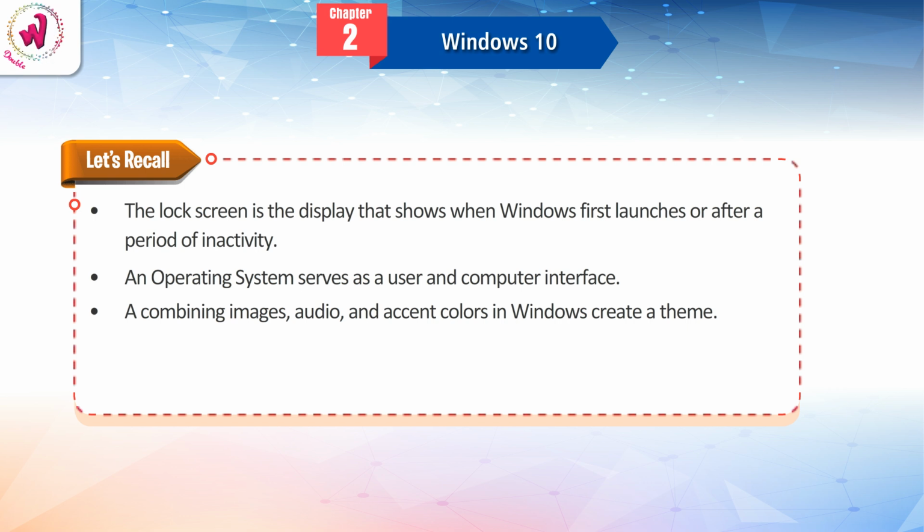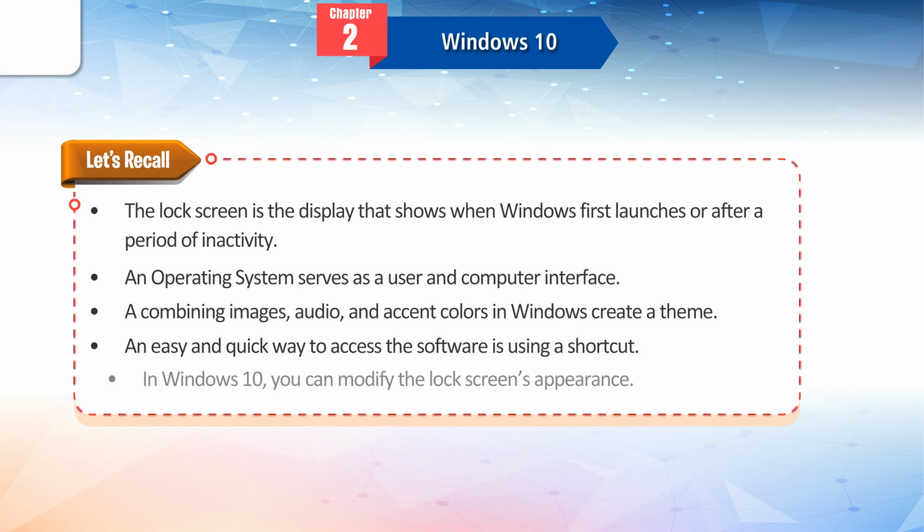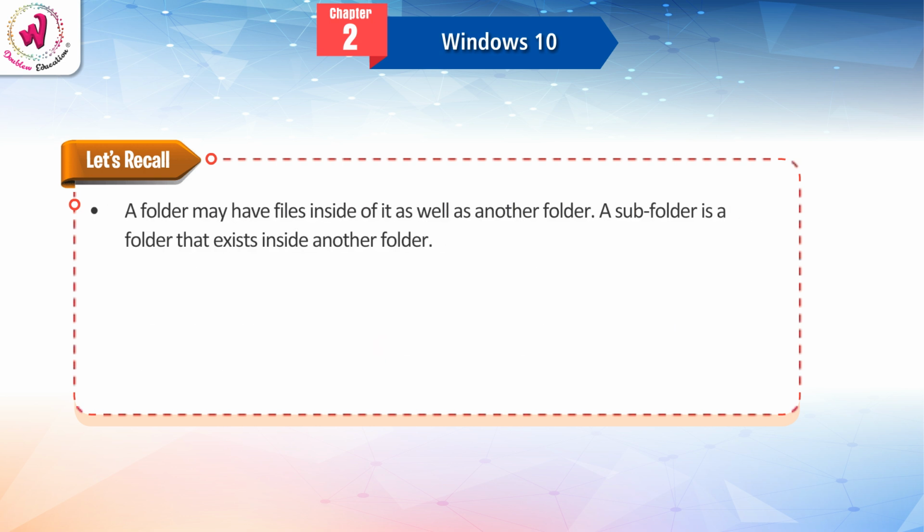Combining images, audio, and accent colors in Windows creates a theme. An easy and quick way to access the software is using a shortcut. In Windows 10, you can modify the lock screen's appearance. A folder may have files inside of it as well as another folder. A subfolder is a folder that exists inside another folder. A file is a grouping of data or details.